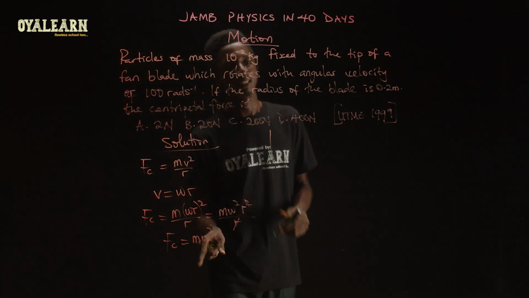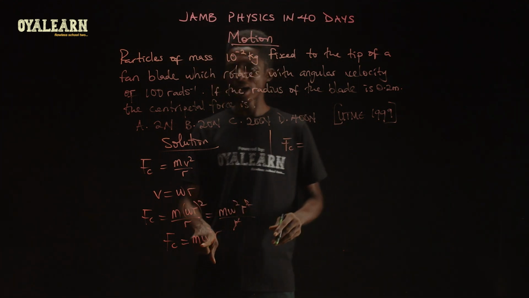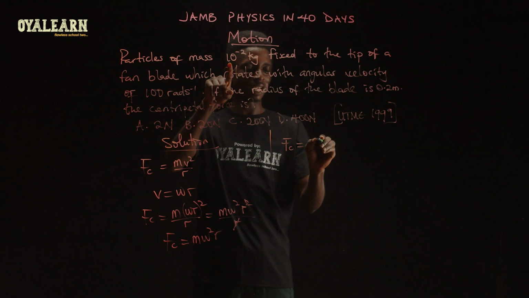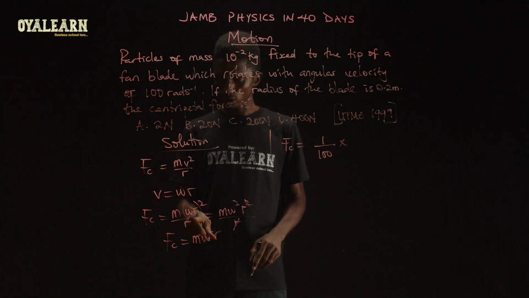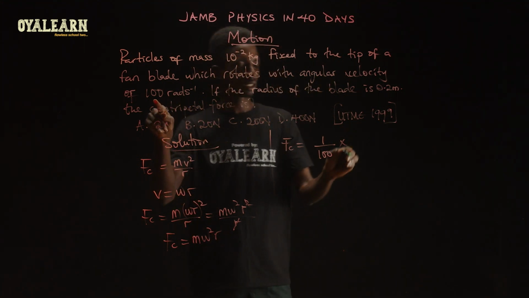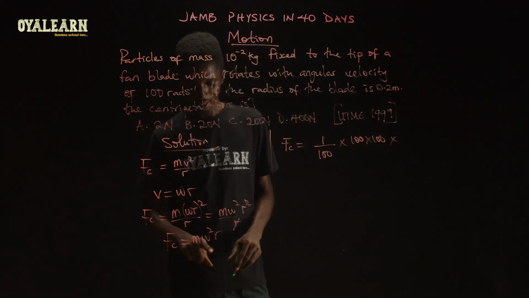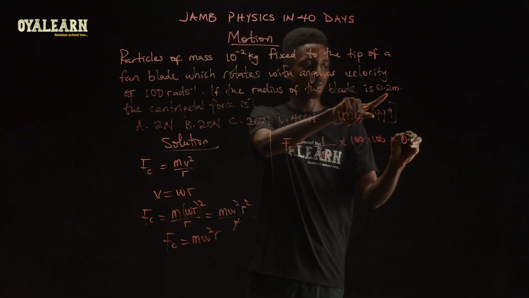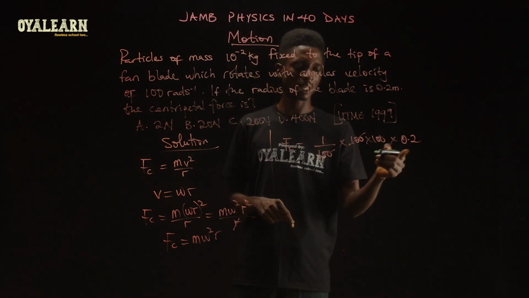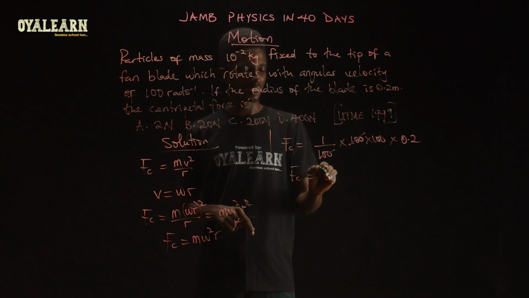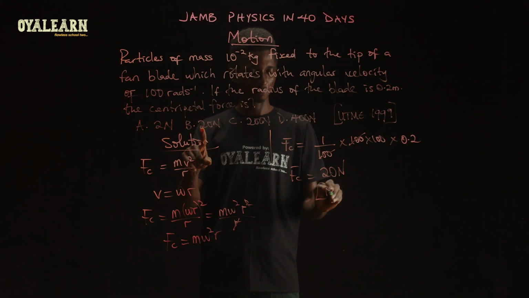Now let's put in the values we have and then solve. So the centripetal force therefore becomes mass. We can write this in positive index. It will become 1 over 10 squared, which is 100, multiplied by w squared, and that is 100. So 100 times 100, all of this multiplied by the radius. The radius is 0.2. So here we see 100 cancels 100. So what we have is 1 times 100 times 0.2. So the centripetal force is therefore 20 newtons. So the correct option is option B.